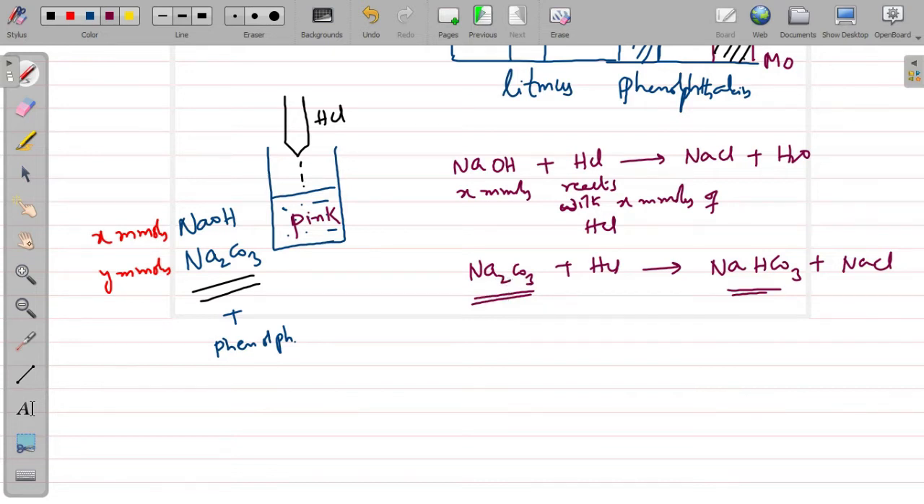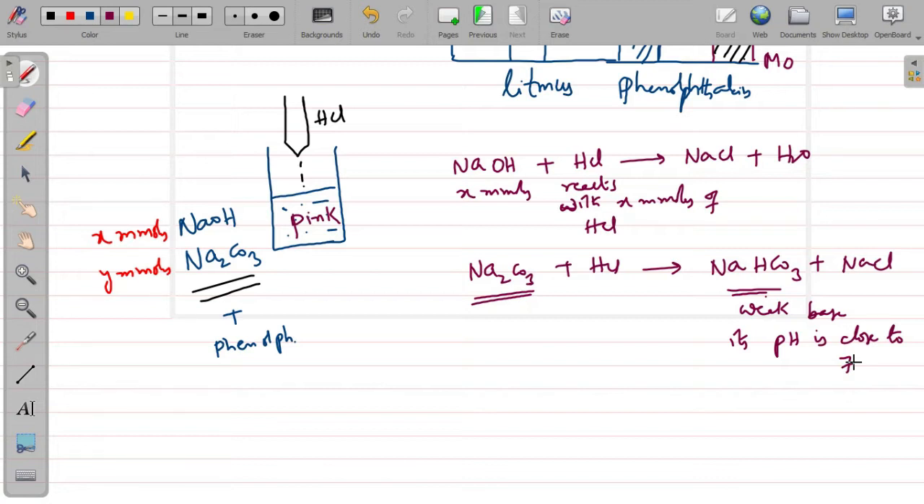So once the reaction is completed, what is there in the beaker? NaCl, NaHCO3 and H2O are there in the beaker. And NaHCO3 is a weak base, and its pH is close to 7. Not exactly 7, it will be close to 7. It will be 7 point something, like 7.5, its value will be there.